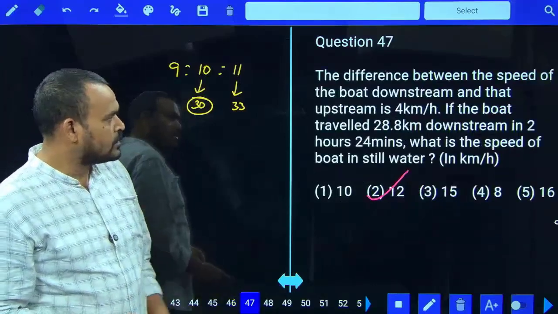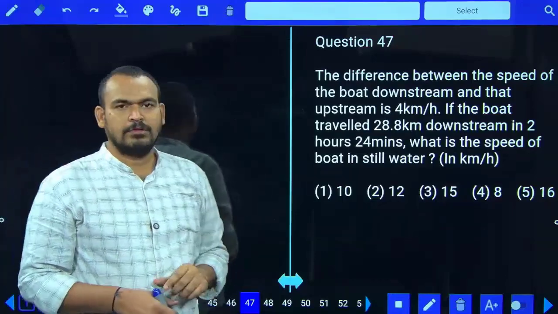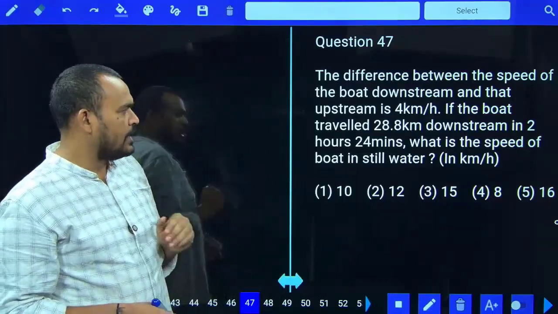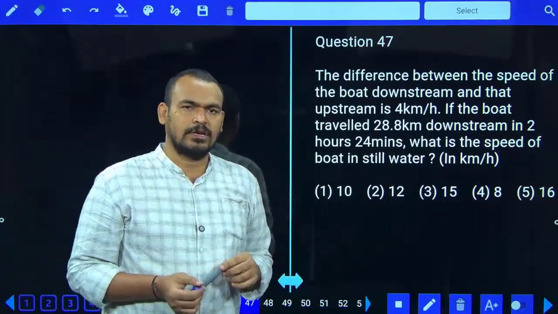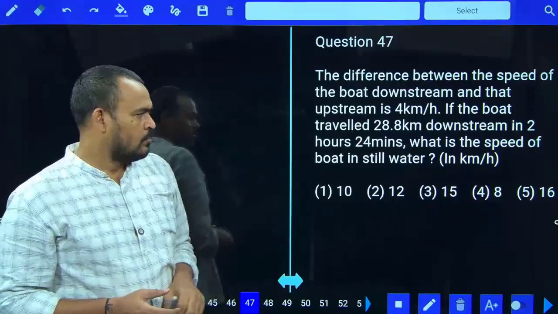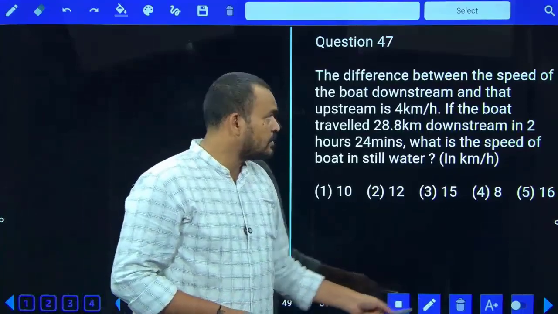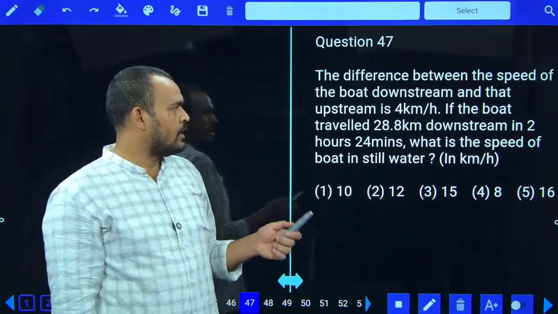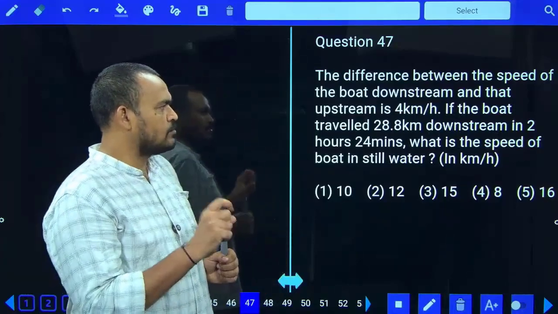Next question number 47. The difference between the speed of the boat in downstream and that upstream is 4 km per hour. If the boat travels 28.8 kilometers downstream in 2 hours 24 minutes, what is the speed of the boat in still water? First of all, the difference between the downstream speed and upstream speed is 4 km per hour.